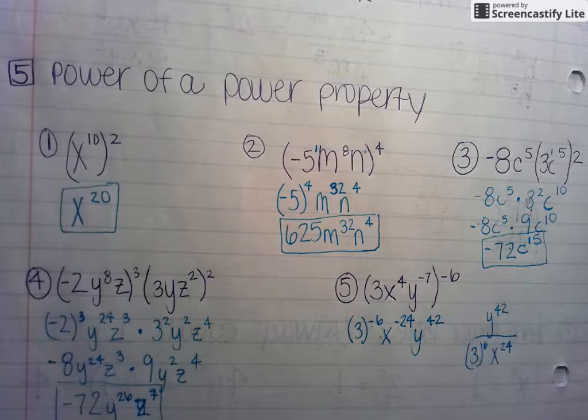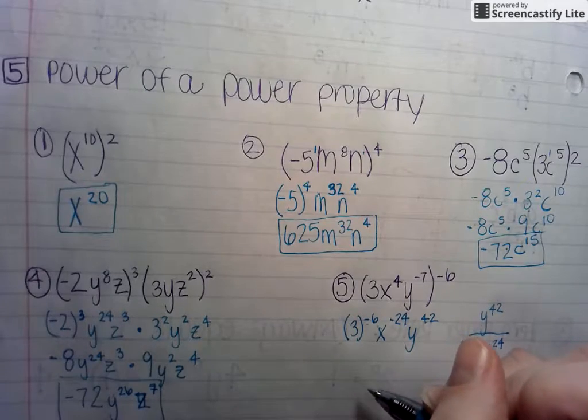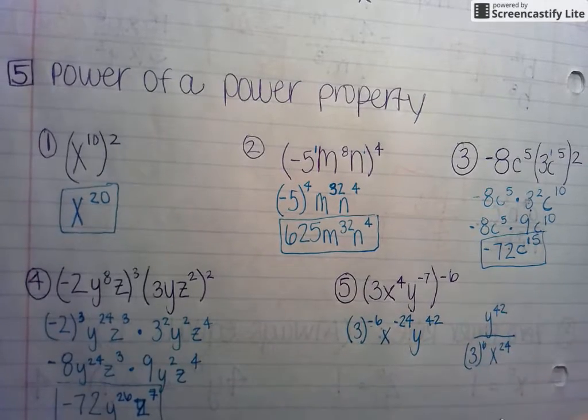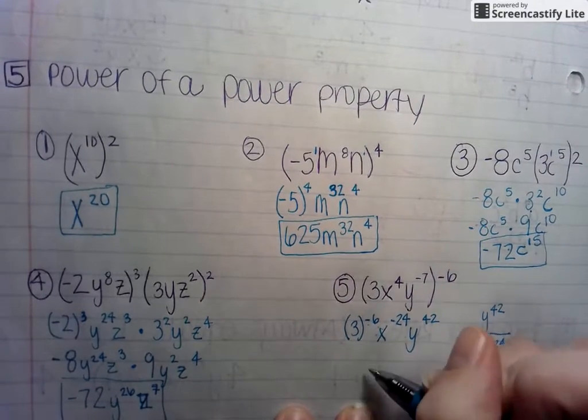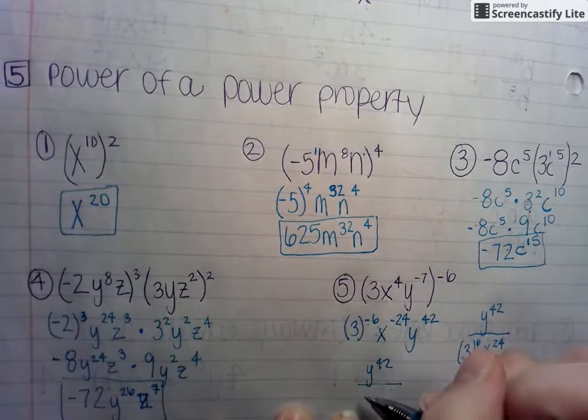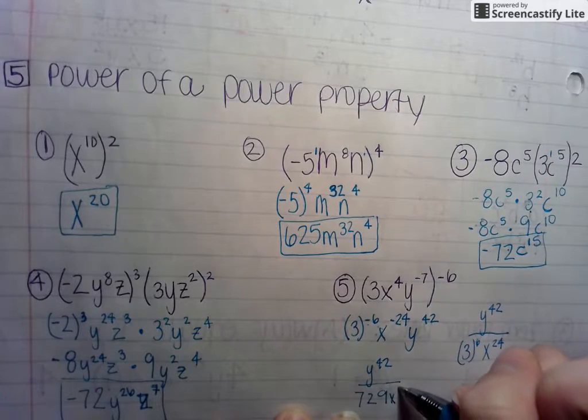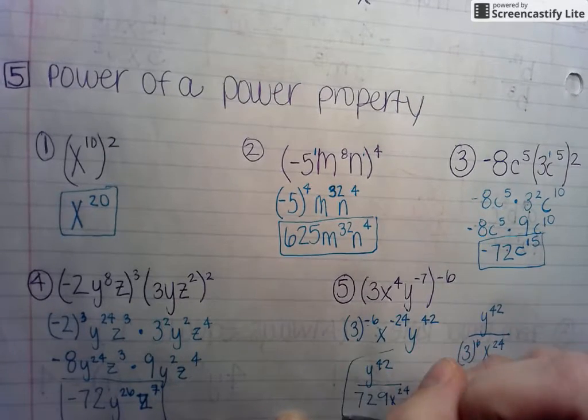Well, 3 times 3 times 3 times 3 times 3 times 3 is going to give you 729. So my answer would be y to the 42nd power over 729 x to the 24th power. That would be my final answer.